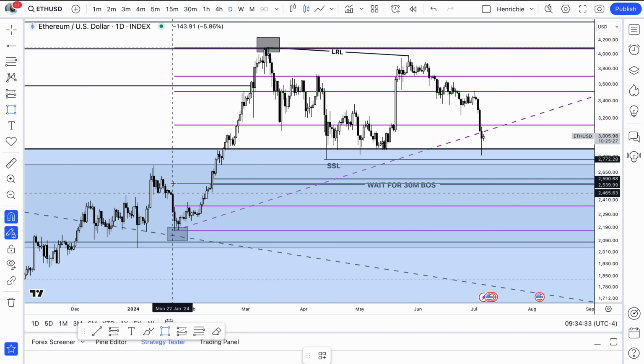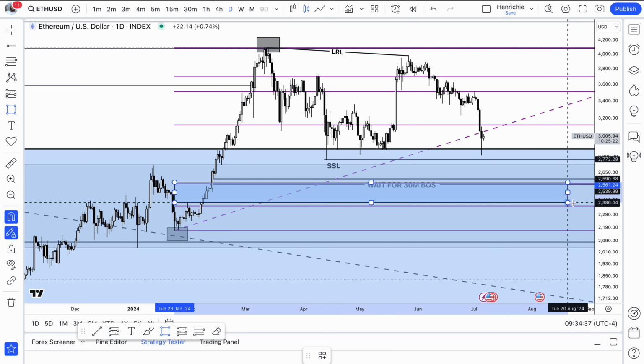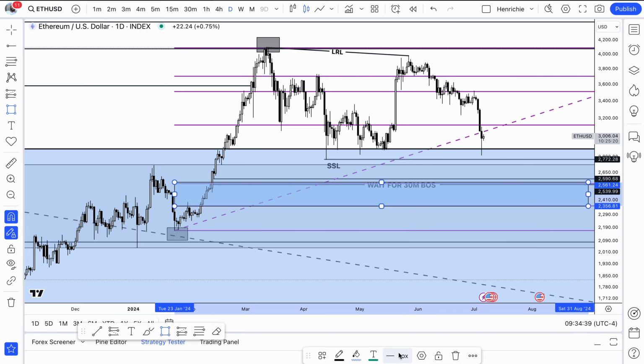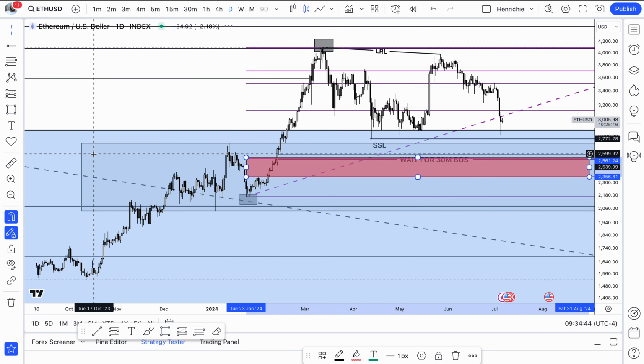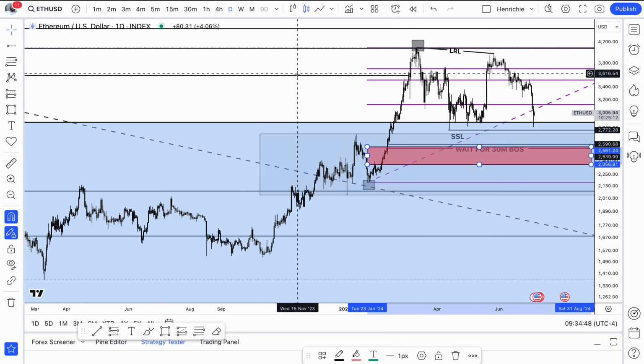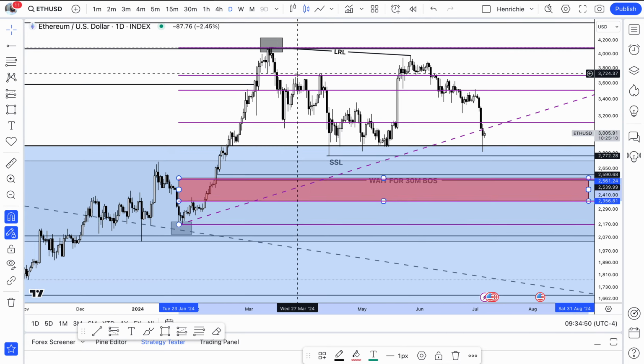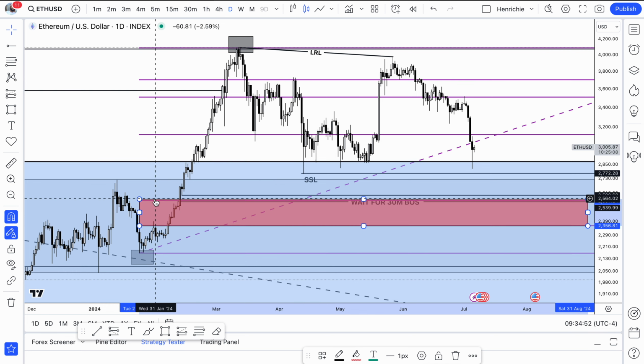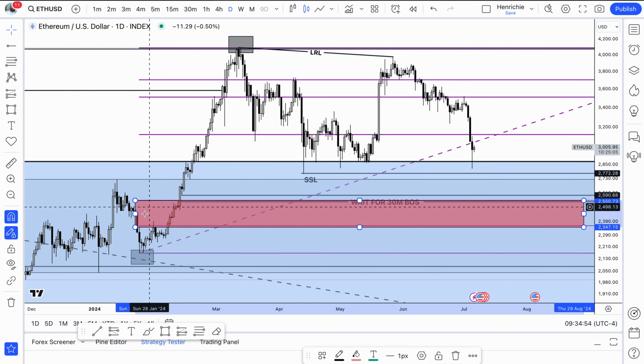I really wouldn't be surprised to see price visit this extreme discount level. So if I'm a trader and I'm looking for a potential area to buy leverage longs, this key level would be the area. This right here, if I see price come down here, I'll look for a buy from there.